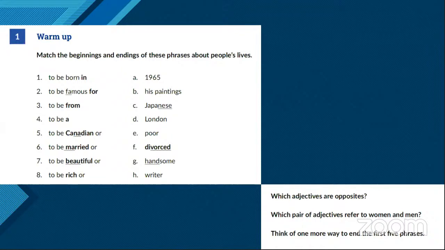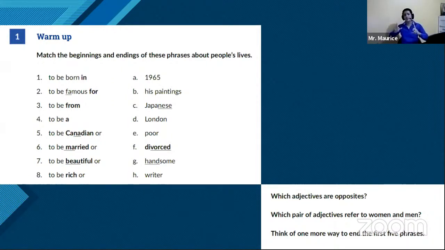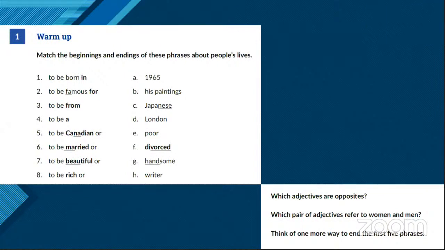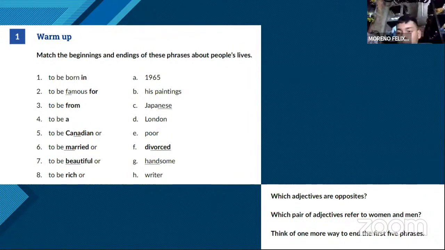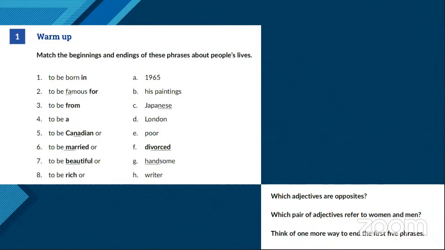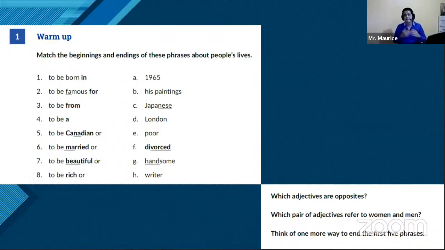No ideas? Beautiful. Okay, yes. Can you repeat again? Beautiful. Yeah, beautiful and? Okay, beautiful is correct. What is the other word? Because pair es un par de adjetivos. Beautiful and? Handsome. Handsome, yes, correct. Beautiful and handsome. Okay, which adjective is for women and which adjective is for men?